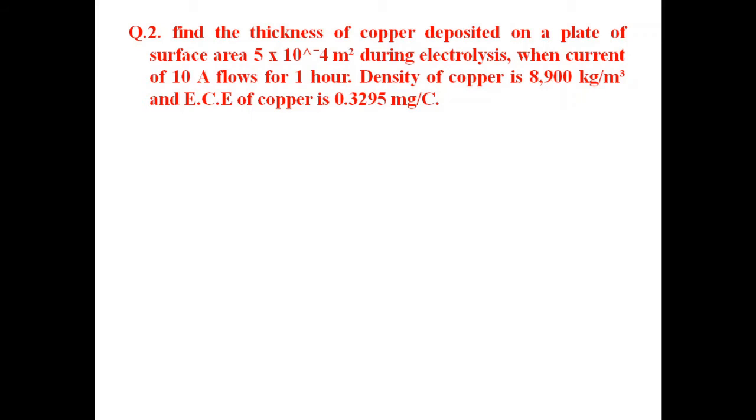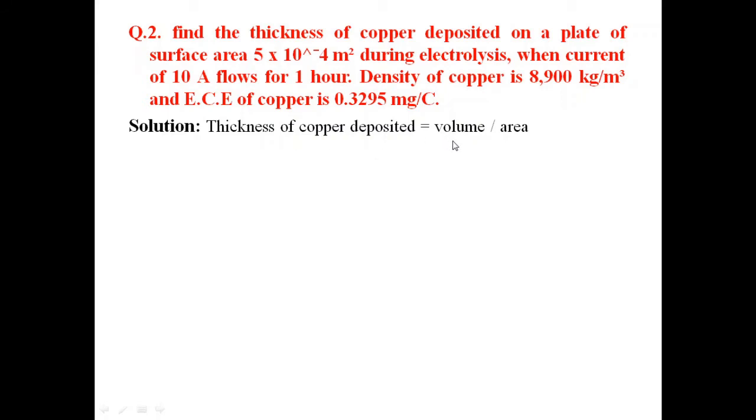So how to find the thickness? 5 into 10 to the power of minus 4 meter square is the surface area of a steel bar, on which there is a deposition of copper. What is the thickness? That's what you need to find. The thickness of copper can be given as the volume divided by the area. It may be steel or any other metal. The area is given, so you just need to find the volume. Once you find the volume, you will get the thickness of the copper deposited.